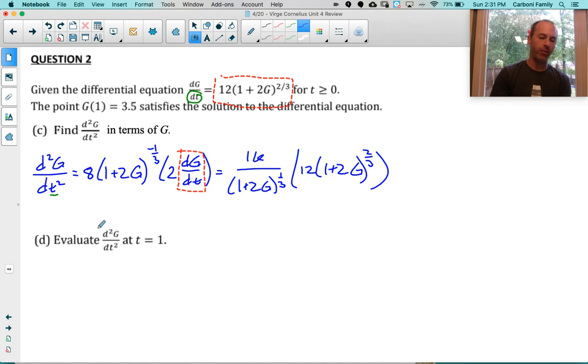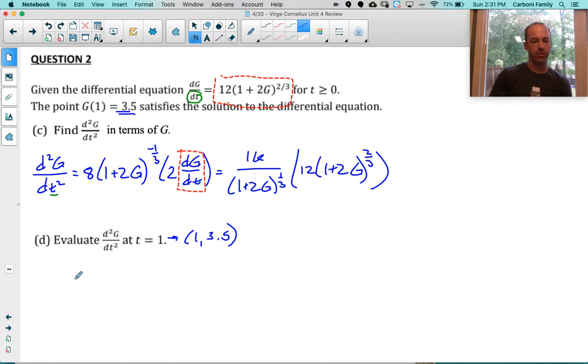Then it says evaluate this thing at t equals 1. And there's two ways you can do this. I'm almost wishing I didn't tack on that in terms of g here, because there's a quick way to do this one. So for this derivative at t equals 1, you do have to remember that when t is equal to 1, g was equal to 3.5. So that's the ordered pair (1, 3.5). And that's important because my second derivative was in terms of g. So I'd actually need to plug in 3.5 for my g's.